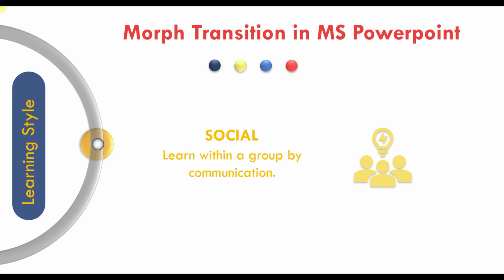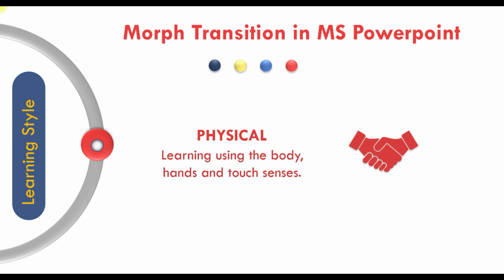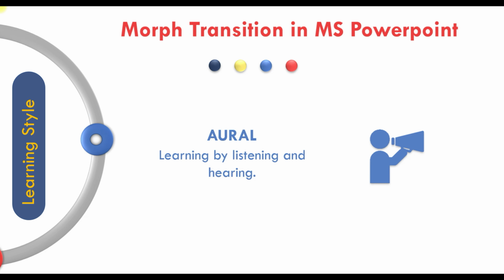The second one is social. When we learn within a group by communication, it's known as social learning. The third option is physical. When we learn using the body, hands, and touch senses of our body, it's known as physical. And the fourth one is oral. When we learn by listening and hearing, it's known as oral learning style.